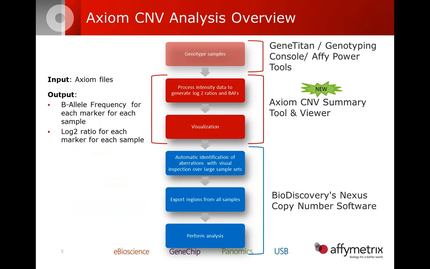So here's an overview of how the CNV analysis works. The genotyping is done, as I said, on the GeneTitan, and genotyping files are generated by the Genotyping Console or Affymetrix Power Tools software. The genotyping data files are then input into a new software that we've created called the Axiom CNV Summary Tool software. This is the piece of software that actually calculates B allele frequencies and log2 ratios for each marker for each sample. This software generates files that are compatible for upload into BioDiscovery's Nexus software, which Ziwei is going to show you in a moment.